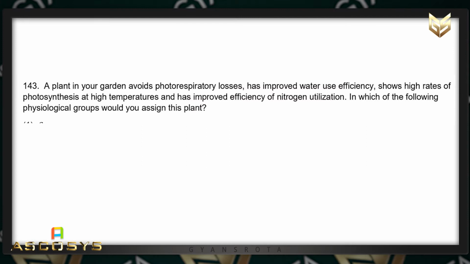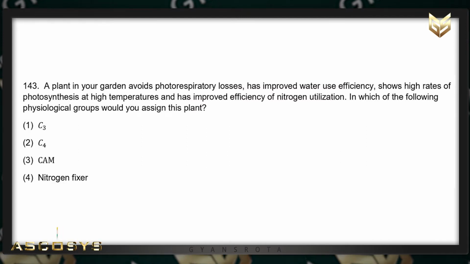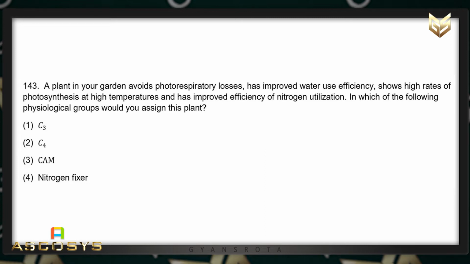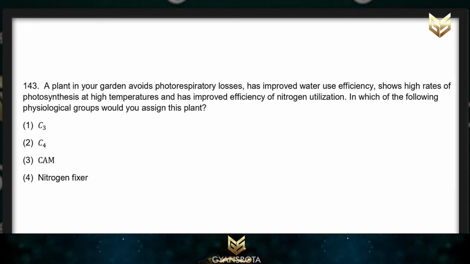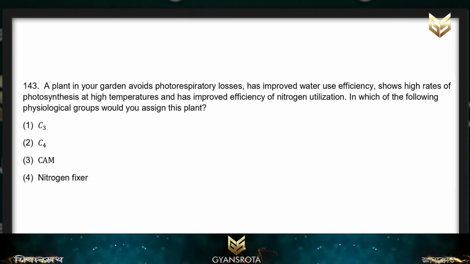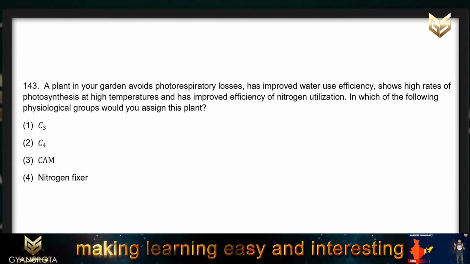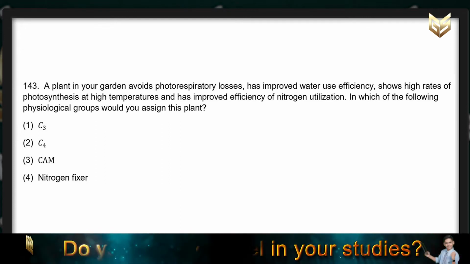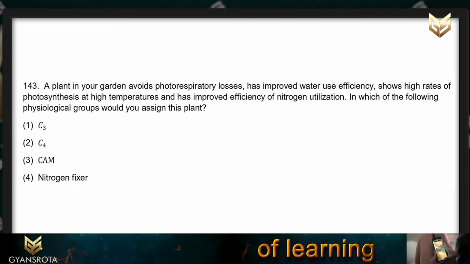A plant in your garden avoid photorespiratory losses, has improved water use efficiency, shows high rates of photosynthesis at higher temperature and has improved the efficiency of nitrogen utilization. So in which of the following physiological groups would you assign this plant? Options are given: C3 plants or C4 plants or CAM plants or the nitrogen fixator.